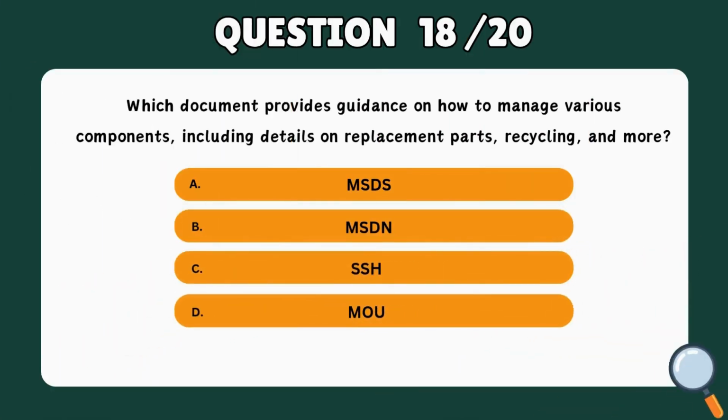Question 18. Which document provides guidance on how to manage various components, including details on replacement parts, recycling, and more? A. MSDS. B. MSDN. C. SSSH. D. MOU.